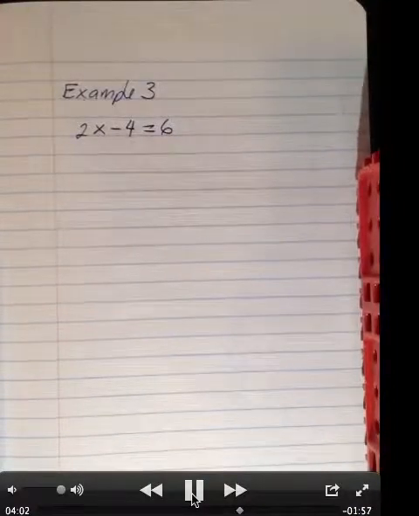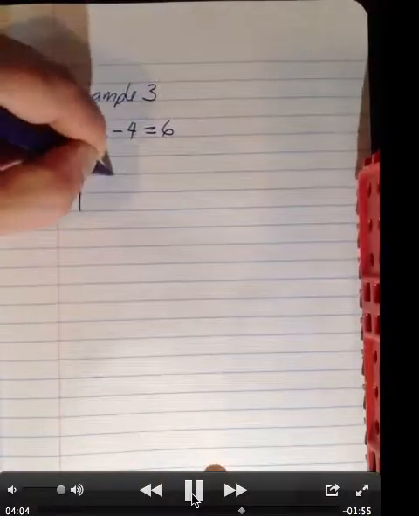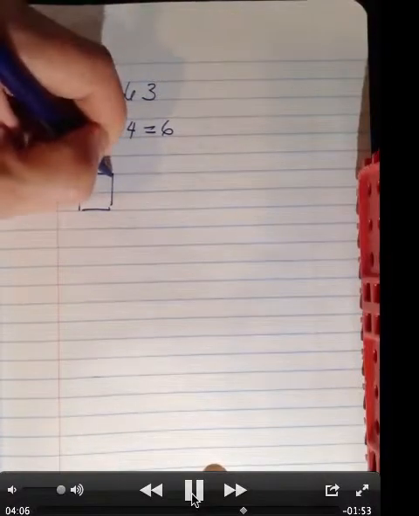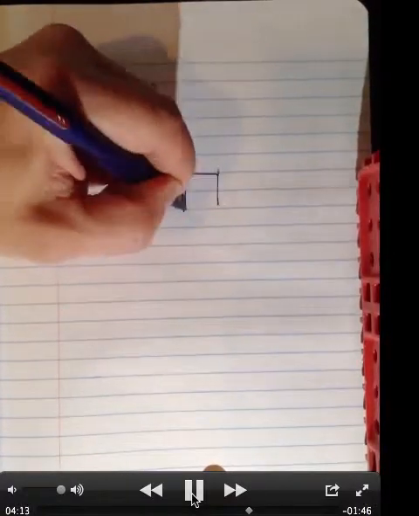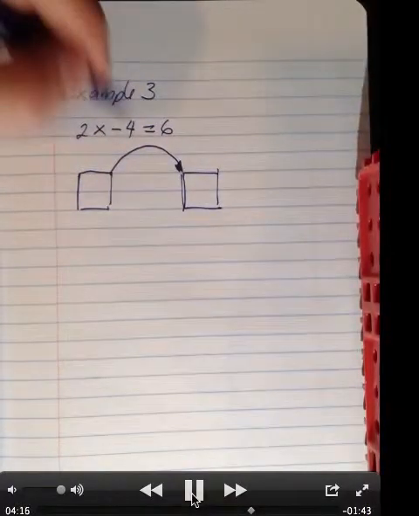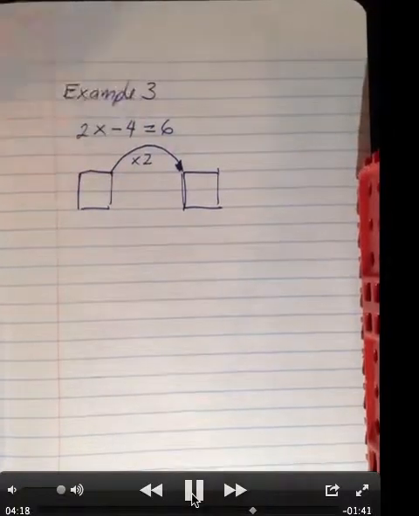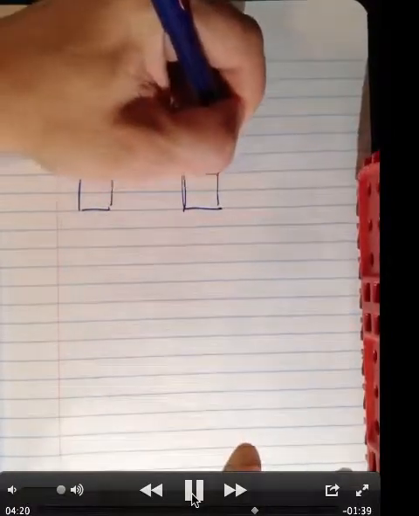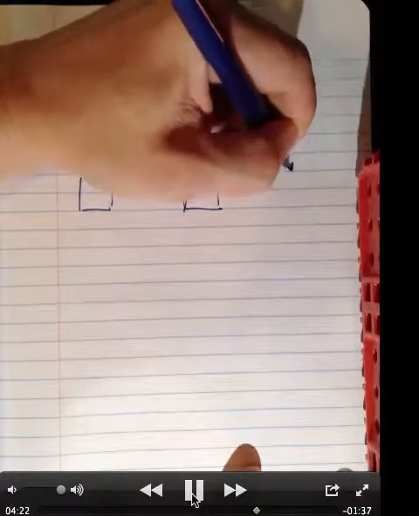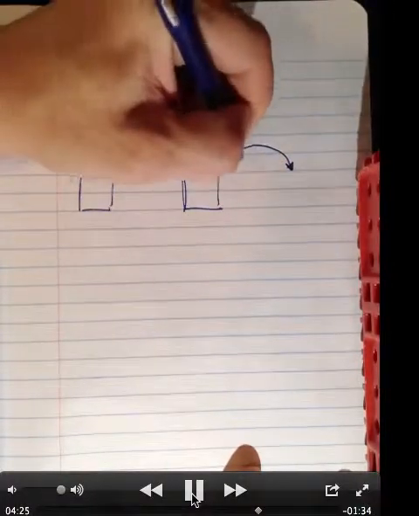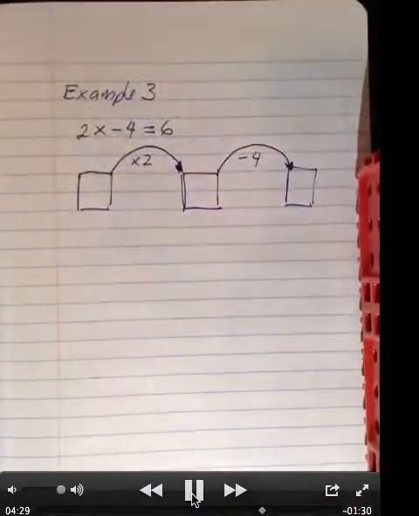Example 3, 2x minus 4 is equal to 6. So there was a number. It was multiplied by 2, and it became a new number. I know that it was multiplied by 2 because there's a coefficient in front of the x that's 2. The next thing that happened to the number is that 4 was subtracted from it, and it became 6.